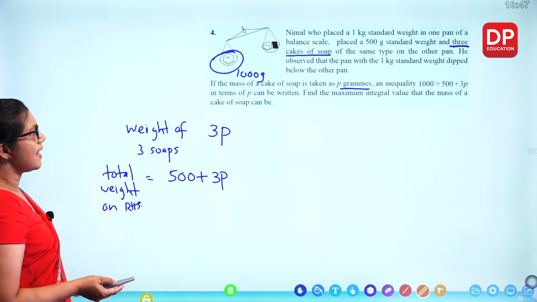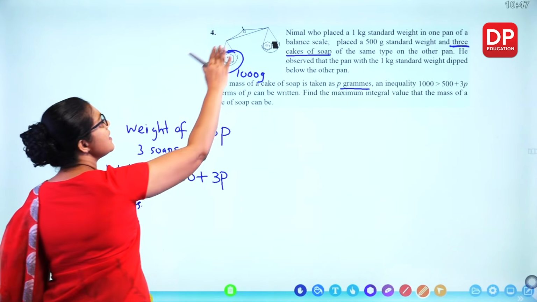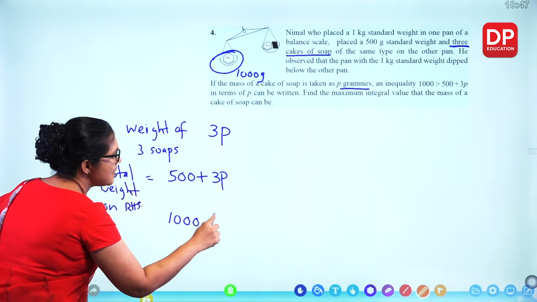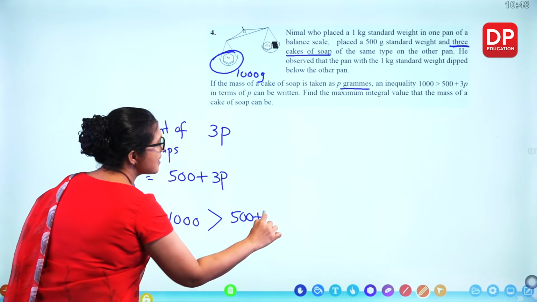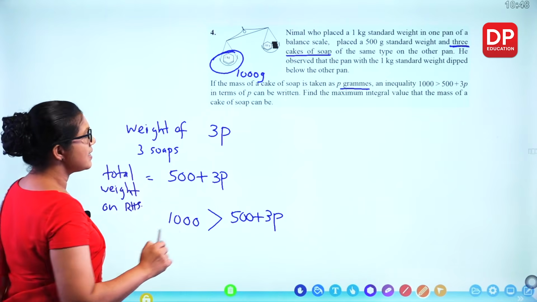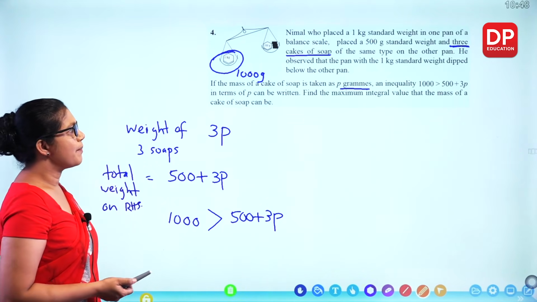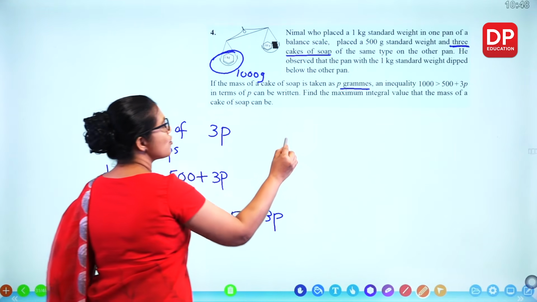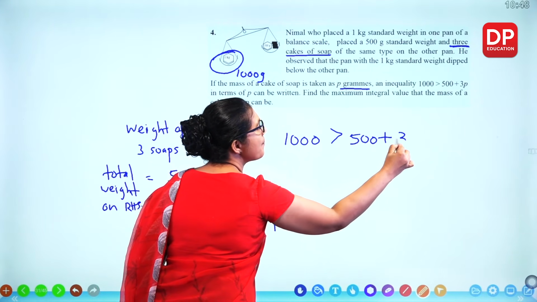What about the left hand side? Left hand side is 1000 grams, but we can see this side is greater. So we can write 1000 grams is greater than 500 plus 3P. Now we'll check whether we got the inequality. Yes, 1000 is greater than 500 plus 3P. Now they are asking to solve this inequality. So we'll try to solve 1000 greater than 500 plus 3P.